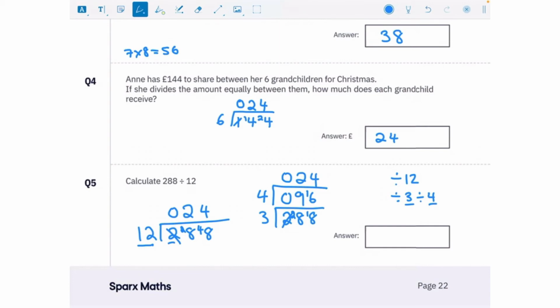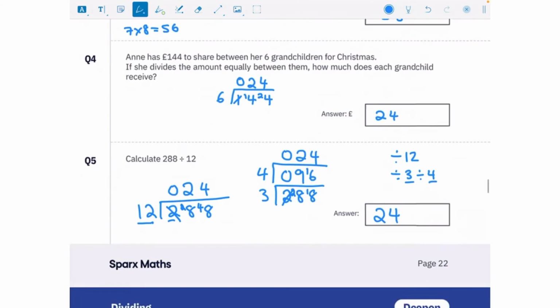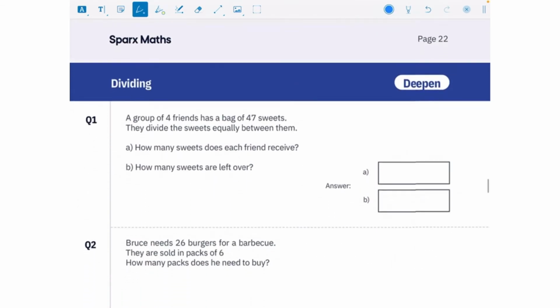So we still get the same answer, but you might just find that a little bit easier if you're more comfortable with your 3 times table and your 4 times table rather than your 12s. But equally, you could do divide by 2, divide by 6. That would work as well. So lots of options for you there.